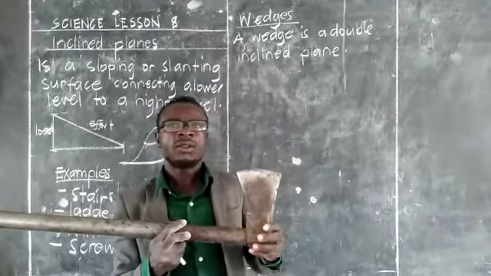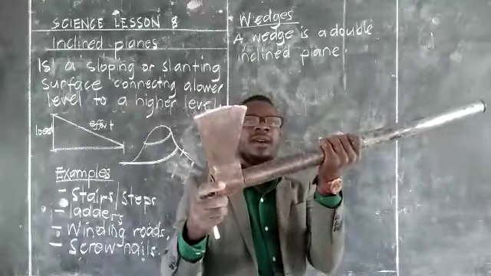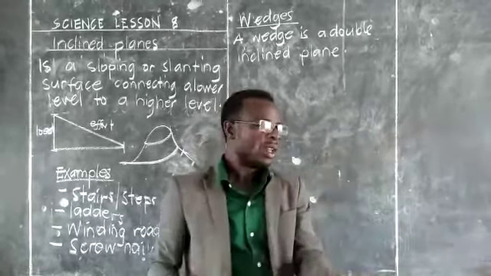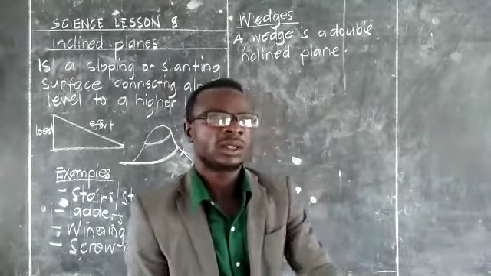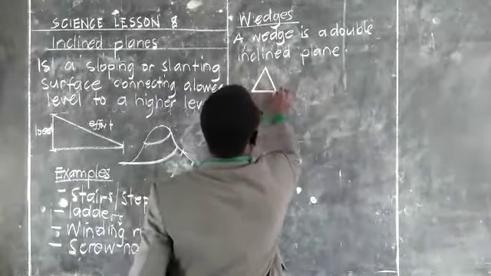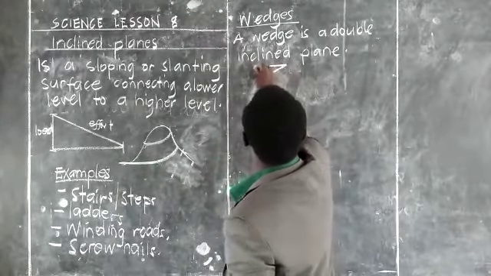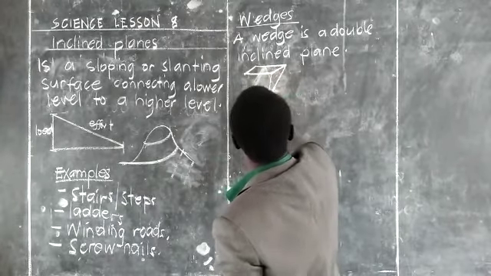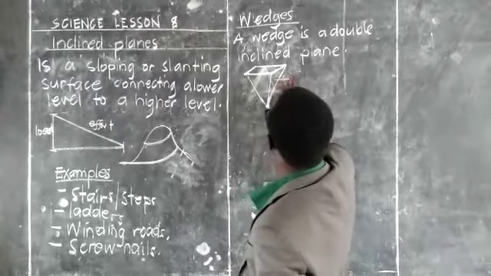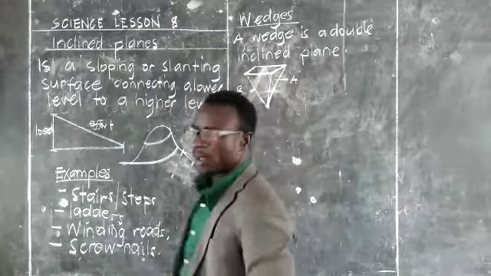An example is an axe, which you have seen here, which is used for splitting wood. They are normally drawn like this, or you can draw them like this to show that they have two edges. We can have edge A or side A, and we have side B.